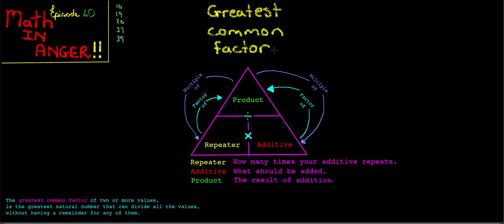But before I do that, please, everyone, in episode 16, I introduce you to this triangle. In episode 19, I show you how to do multiplication tables through calculation. In episode 20, I show you how to do multiplication the understandable way. In episode 37, I show you what a factor and a multiple is. In the previous episode, episode 39, I show you how to do prime factorization.